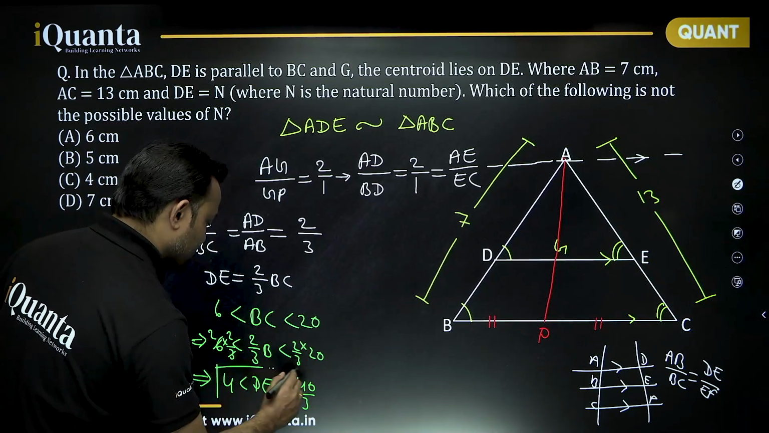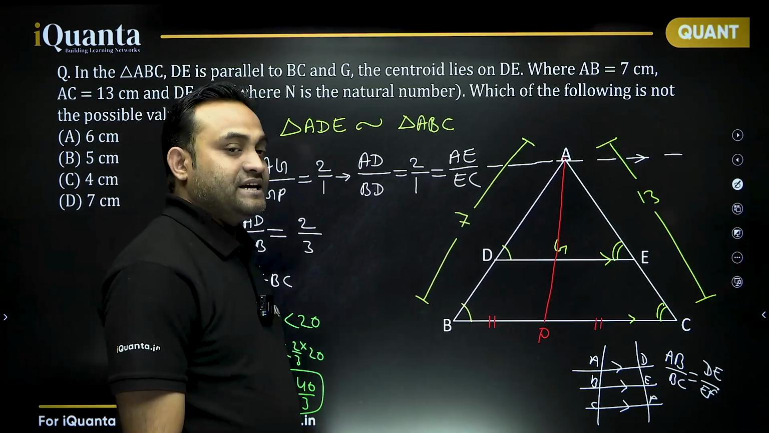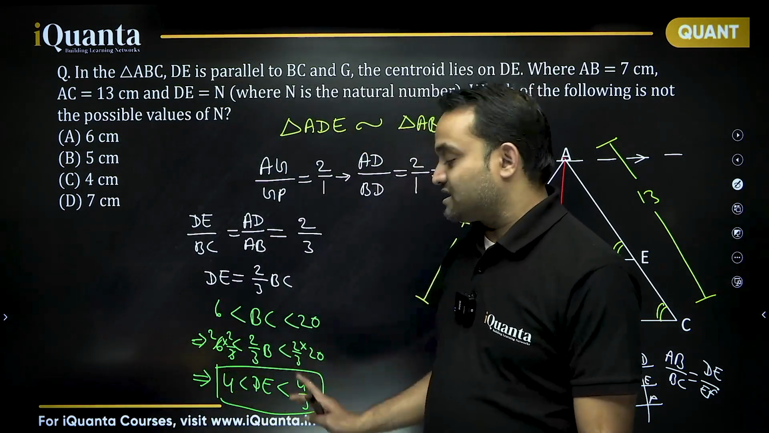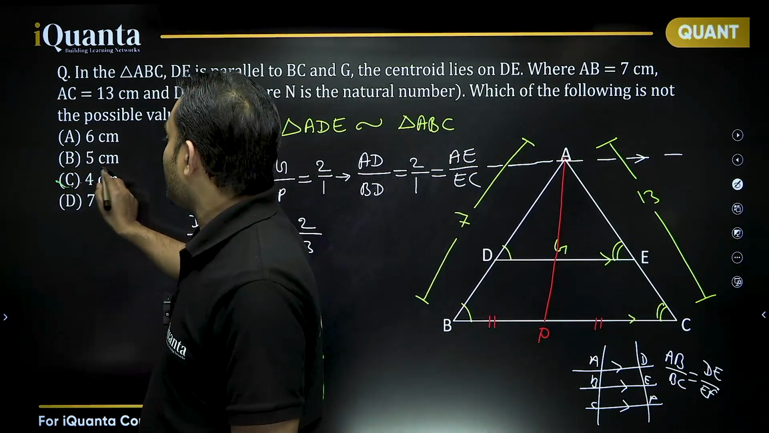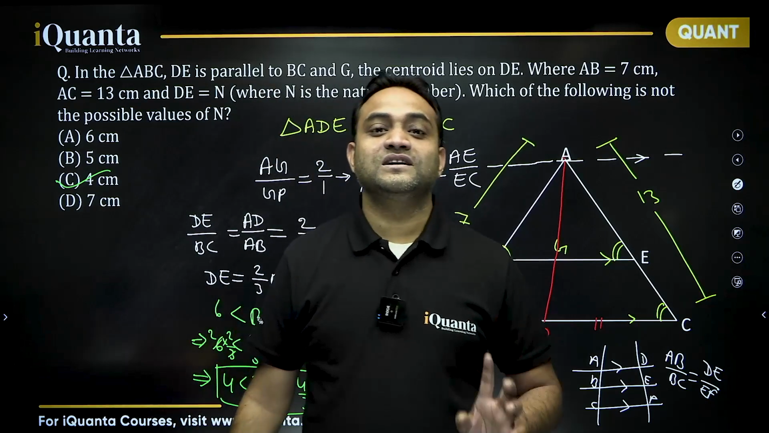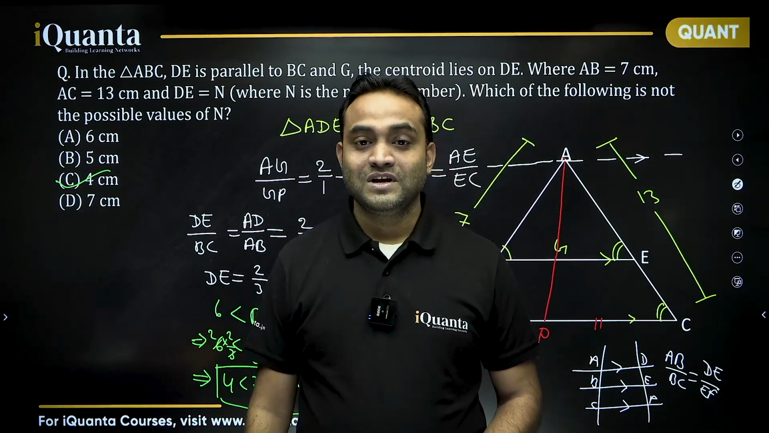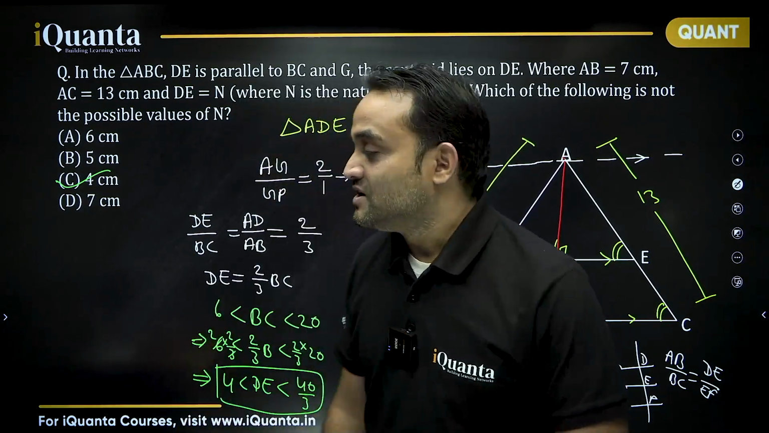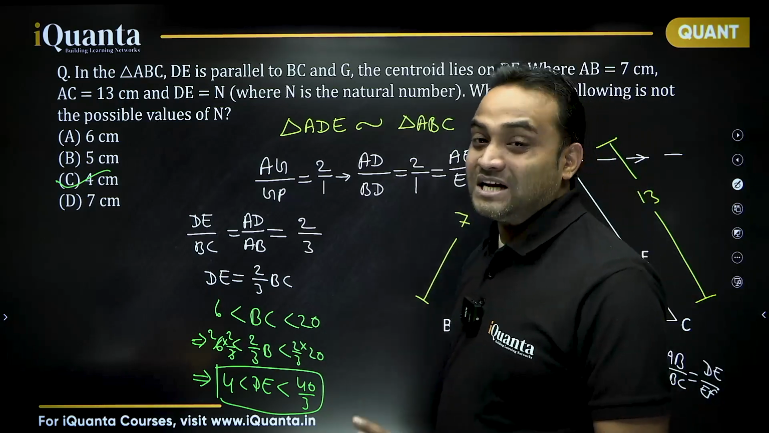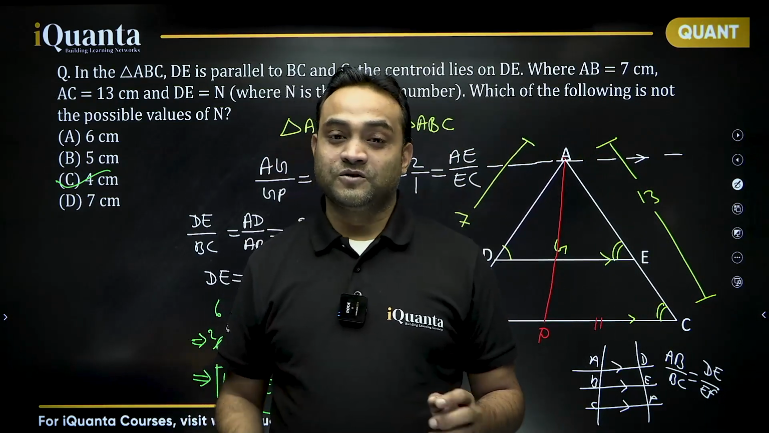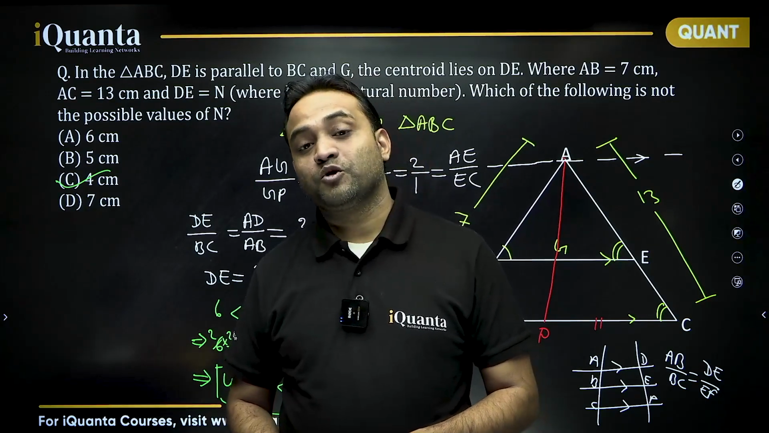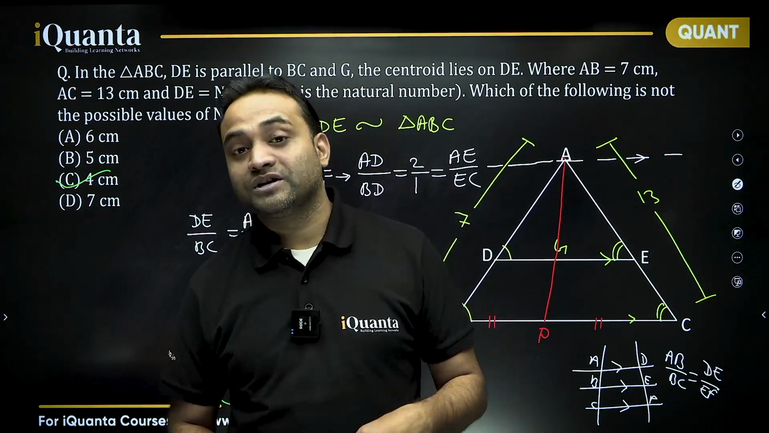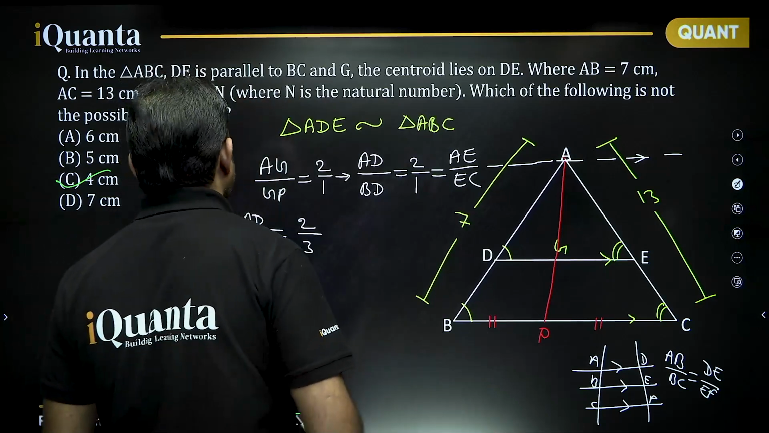Now if you check this, DE can take any value which is greater than 4 and less than 40 by 3. If you check the options, 4 is not possible. The rest of the other lengths are possible. So this is an amazing question which uses multiple concepts of triangles, which involves similar triangles, properties of centroid, properties of medians and all that.